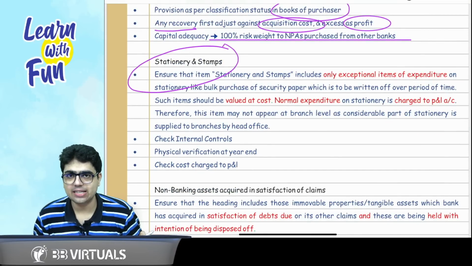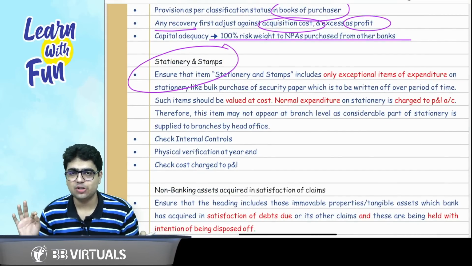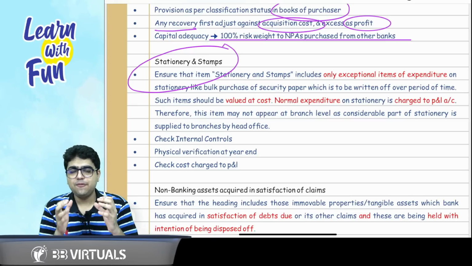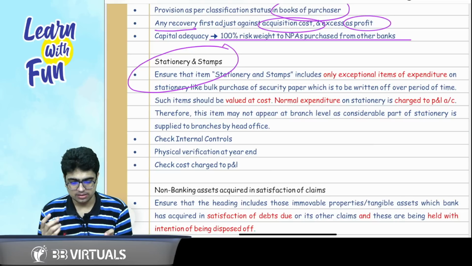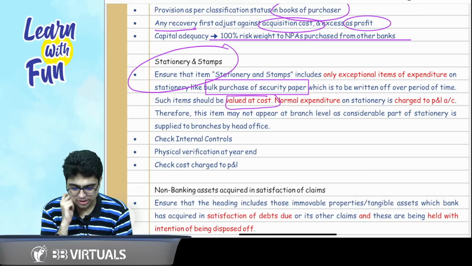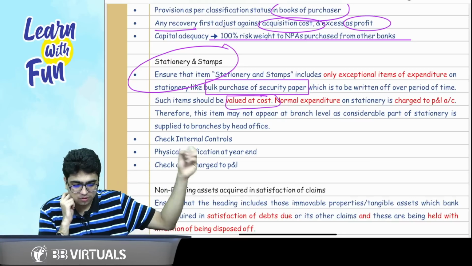Now comes the concept of stationery and stamps. No need to read anything. Just remember, internal controls need to be seen. Generally, this expense is debited to P&L. But if you are buying bulk purchase of security papers, they will be valued at cost and written off over a period of time.